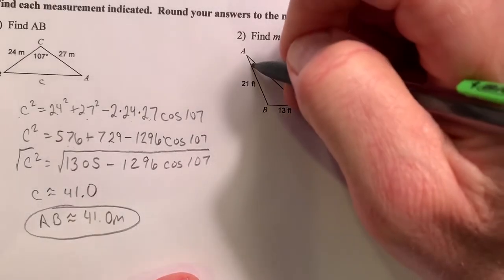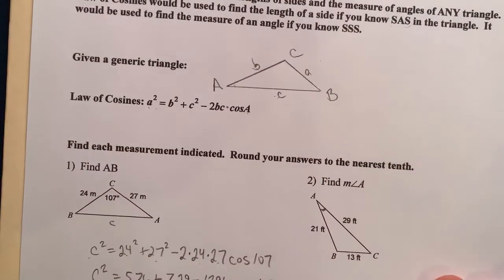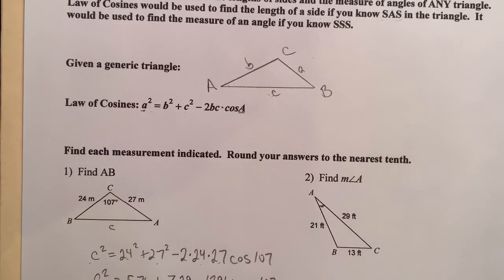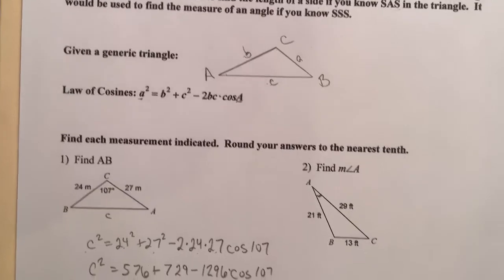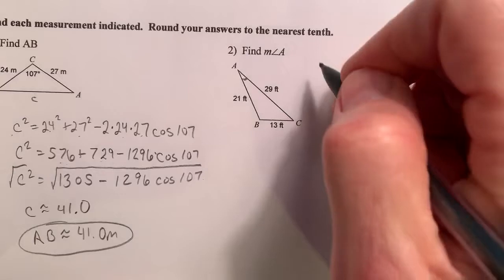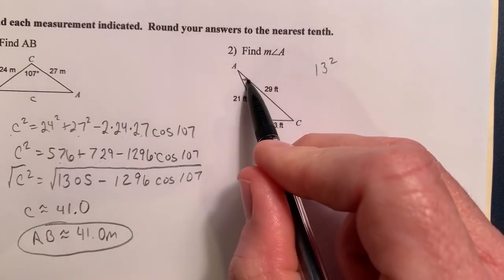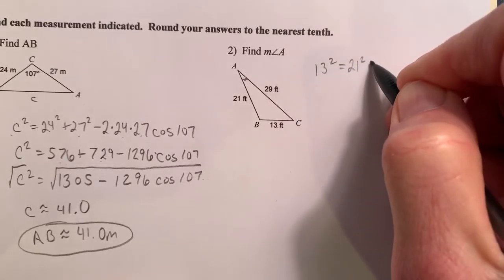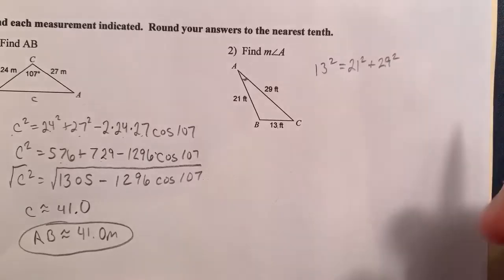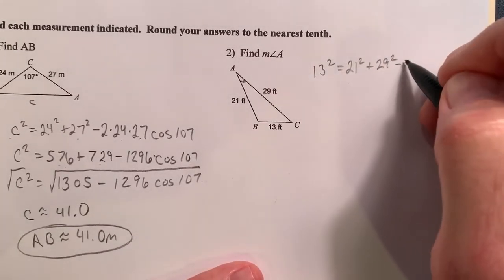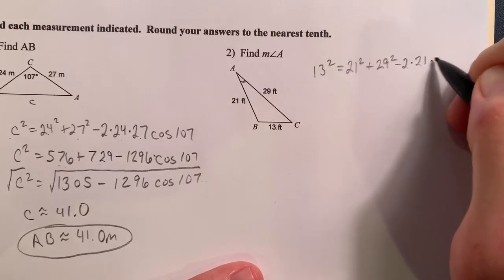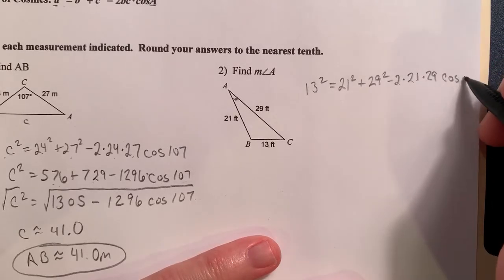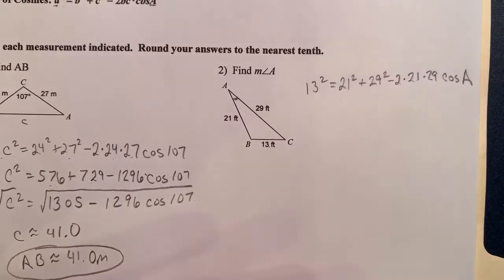All right, so they want me to find the measure of angle A. Okay, and looking at the formula, A is here. That means the side opposite of A is the one on the outside of the equal sign. All right, so I'm going to start with 13 squared because that's opposite of the angle I need to find. Let me just keep going here. Again, all this is typing or punching everything into the formula. And then cosine of A. I don't know what that is, so that's all I can do.